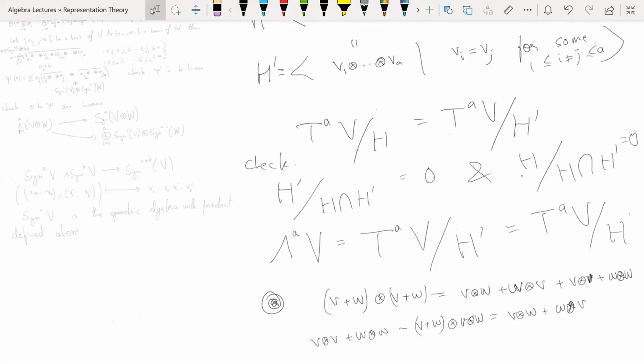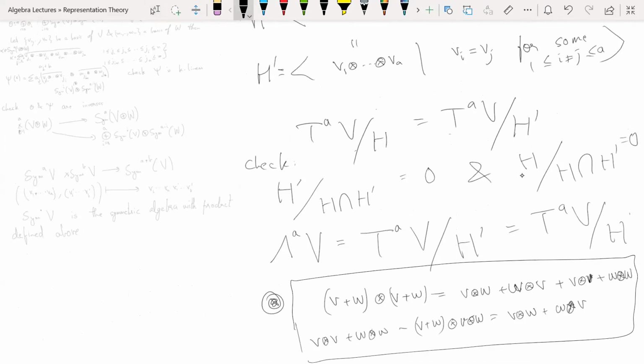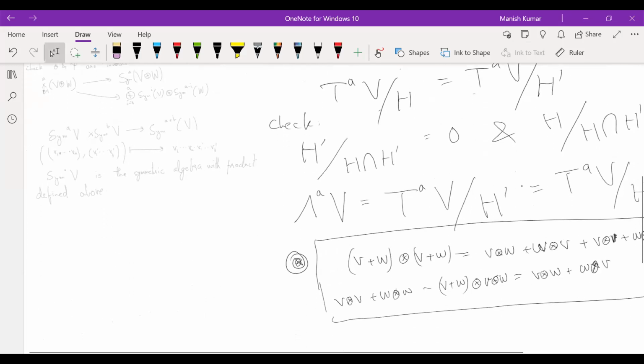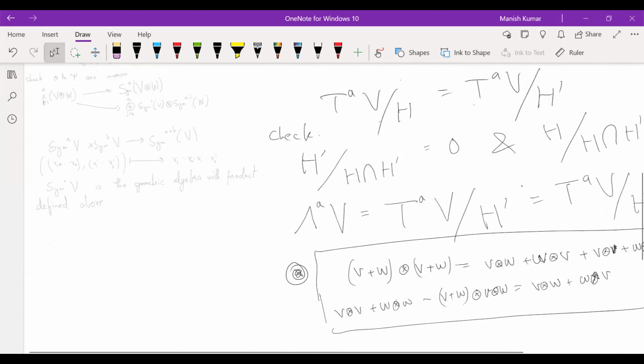So you just use this basic identity. From here, you can show that H and H prime are the same subspace. This is the argument you were trying to give, yeah? Hopefully, some variant of this. Some variant of this argument is what goes into saying that this happens. Okay. So let me stop.